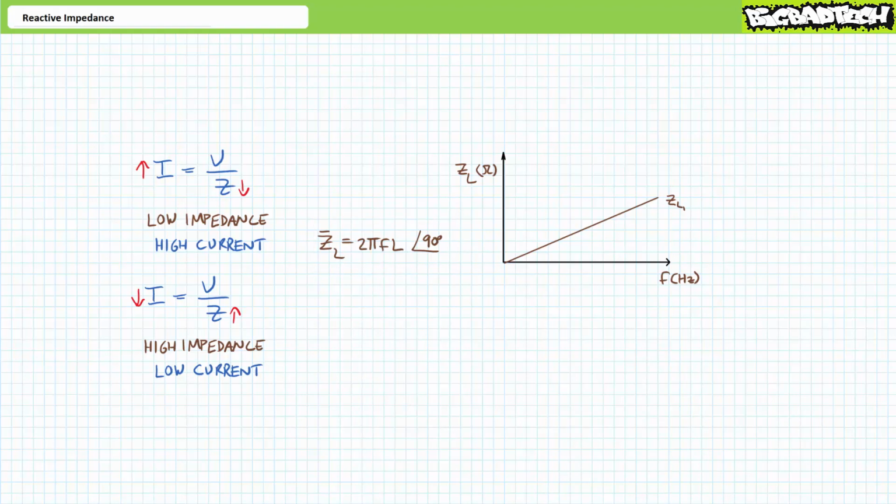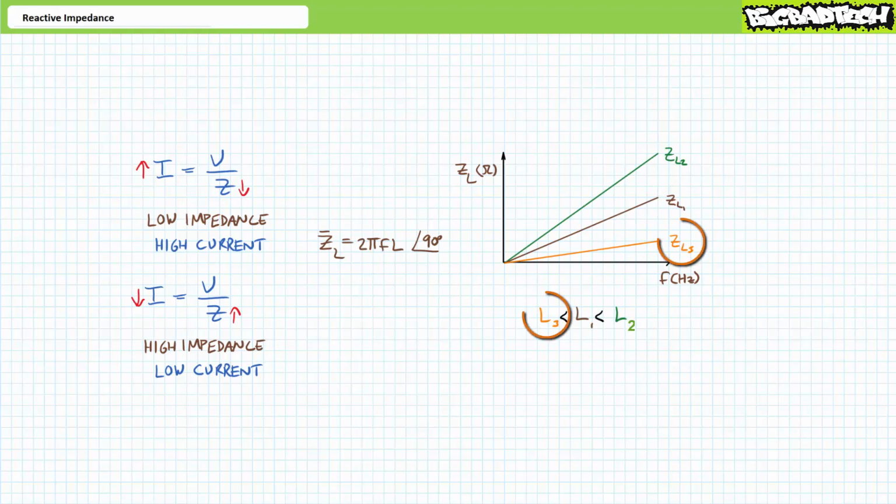Graphically, one can demonstrate the influence of these two properties using a graph of inductive impedance as a function of frequency. Given constant inductance, small frequencies result in small inductive impedance. Conversely, given constant inductance, large frequencies result in large inductive impedance.